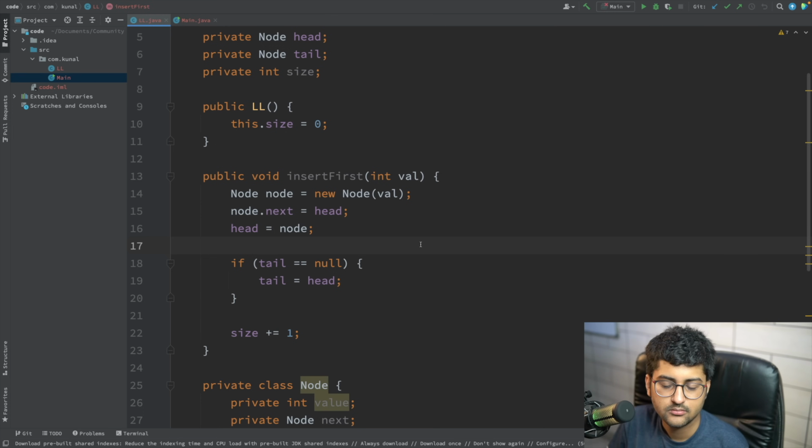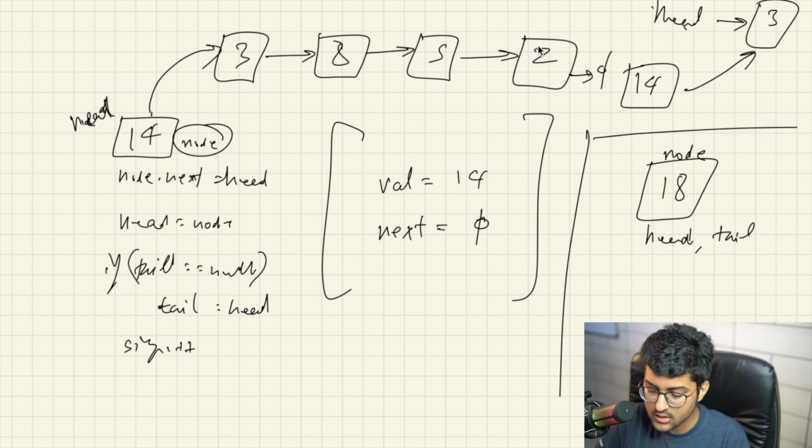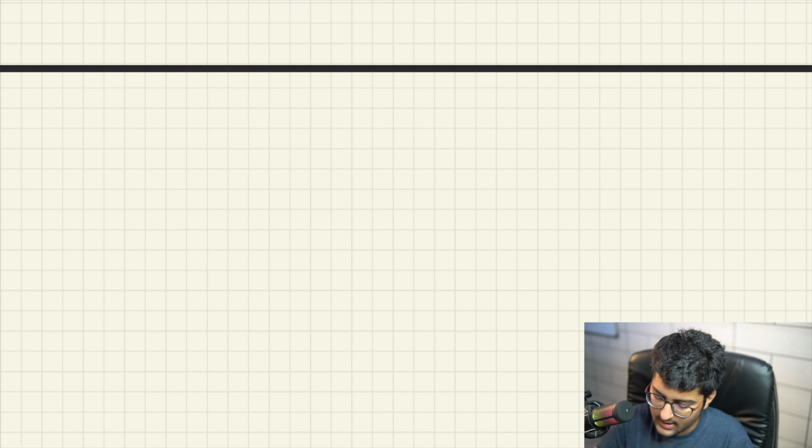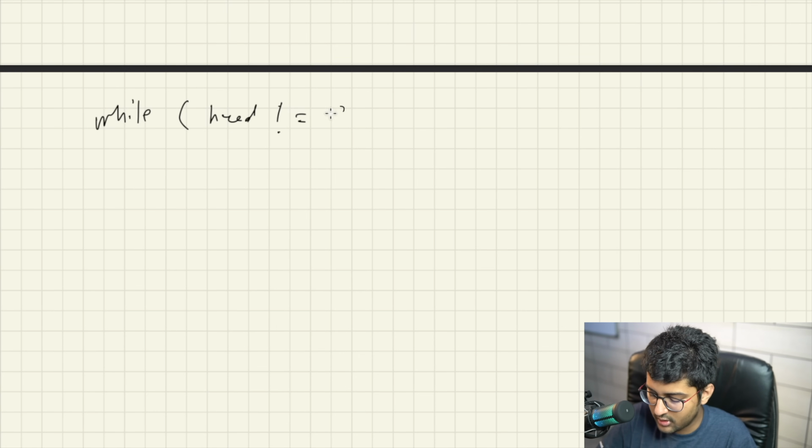How will you display? Let's see. So how am I going to display this thing? I have only been given this head thing. So how am I going to display? Can you just say, hey Kunal, print whatever the head value is, or I can just make it in a new line. I can say something like while head is not equal to null, keep printing it. So you'll just say print head dot value, but there's a problem here.